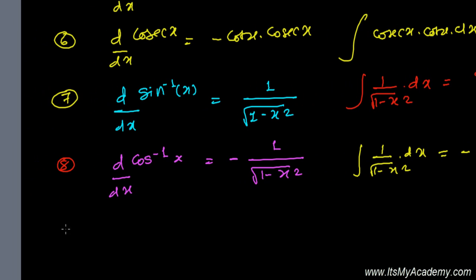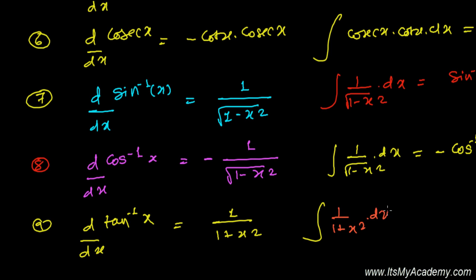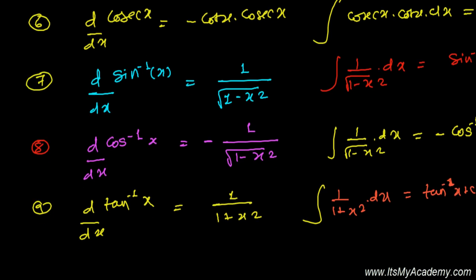Now let's go to the ninth one. The derivative of tan inverse of x with respect to x is 1 over 1 plus x squared. So, by the inverse process of integration, the integral of 1 over 1 plus x squared dx will be equal to tan inverse of x plus some constant. Always keep in mind, inverse plus some constant.